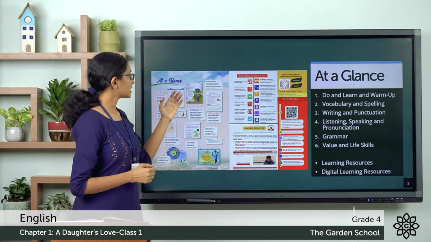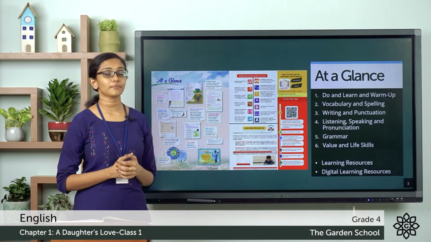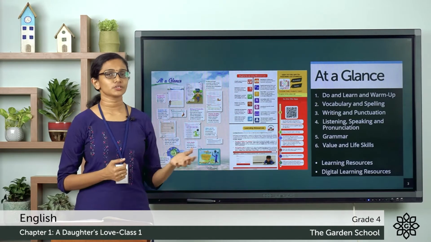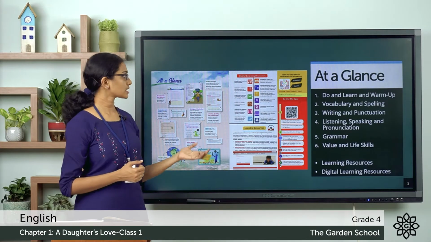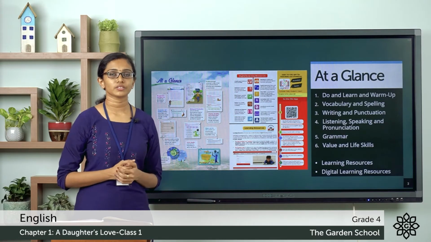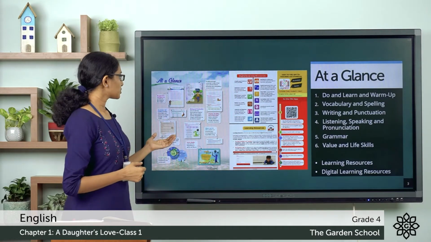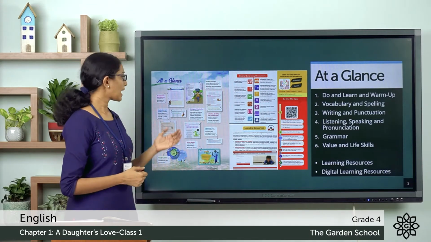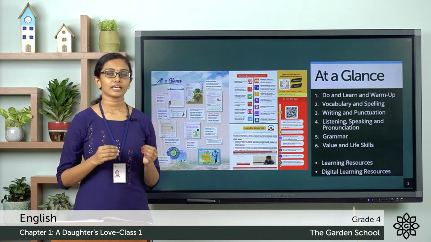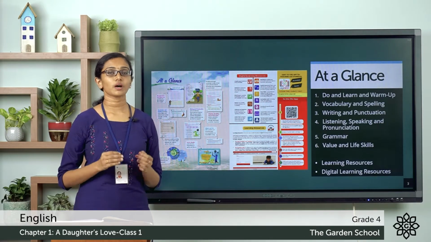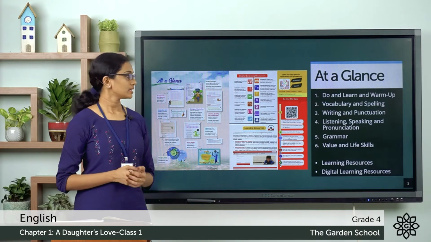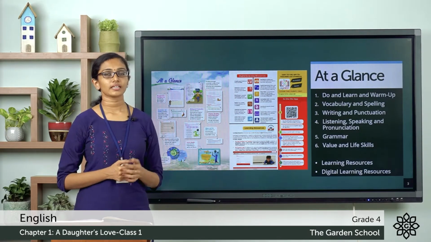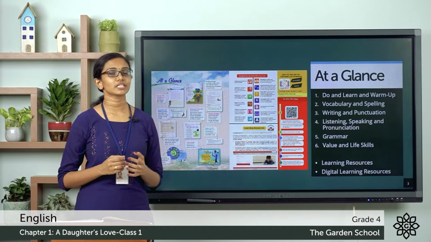Then you see the reading section, and these contain passages with a variety of text, such as a story, a poem, and this is aimed at improving your comprehension skills. Now, as you move to the exercise part, you'll see sections dealing with vocabulary and spellings. And these sections are aimed at improving your word power. Now, you'll see writing and punctuation exercises, and these are aimed at improving your creative writing skills.